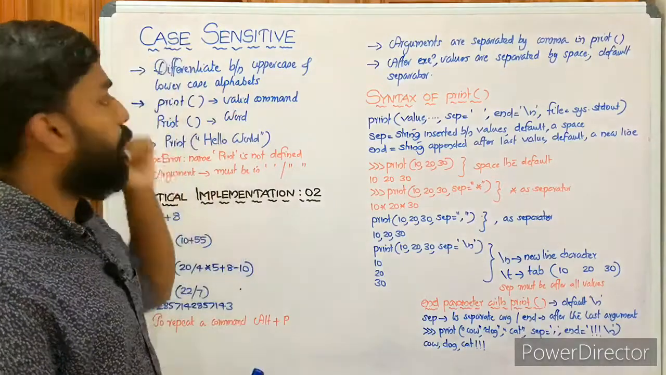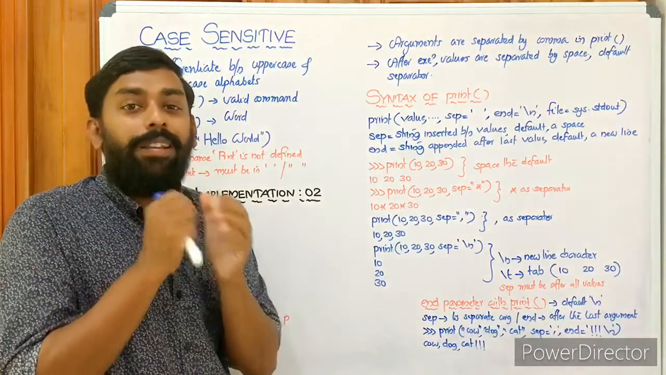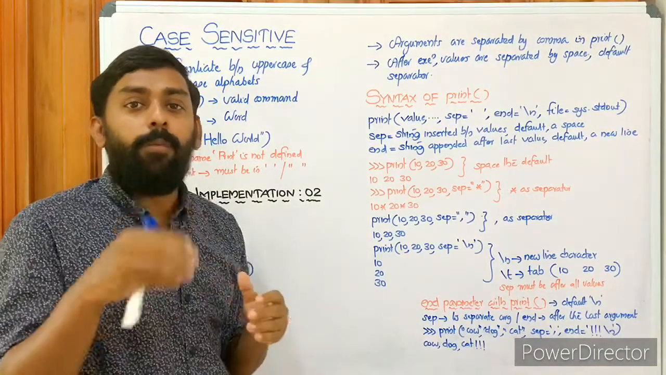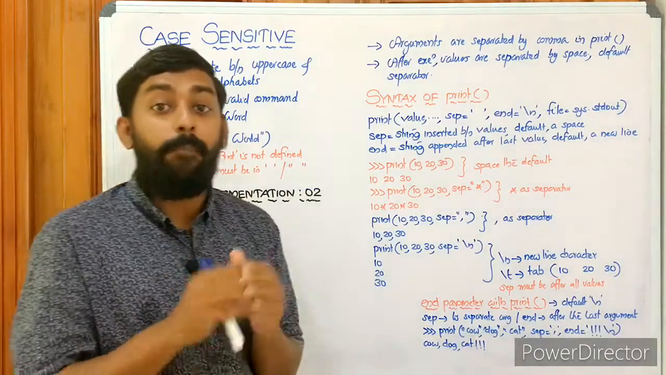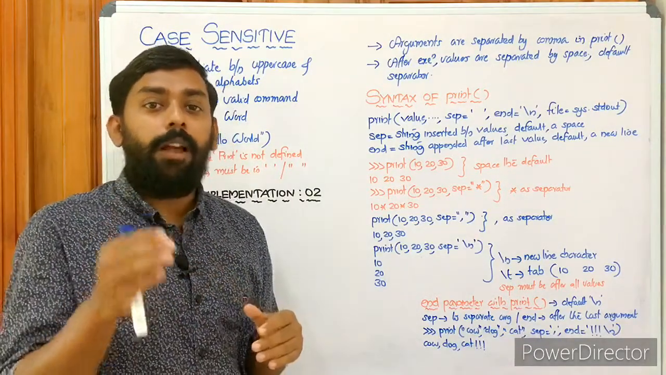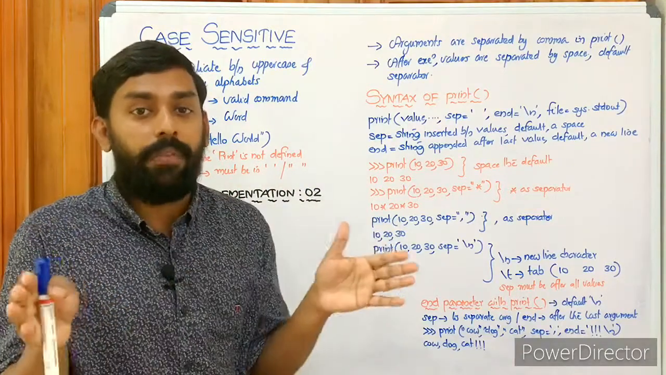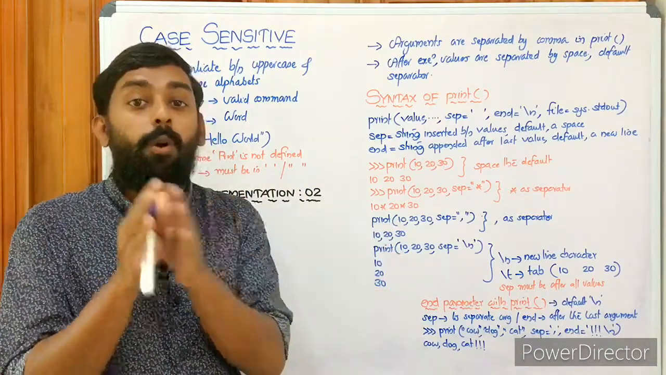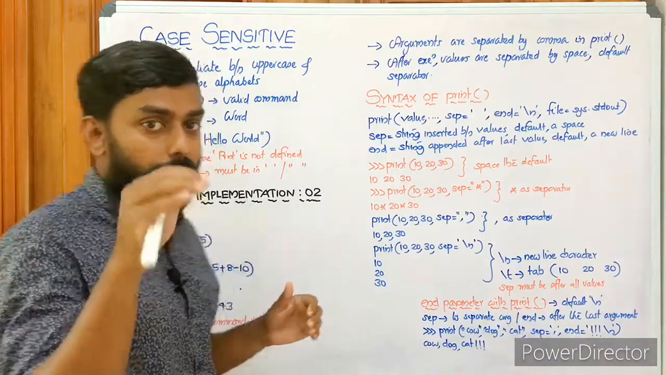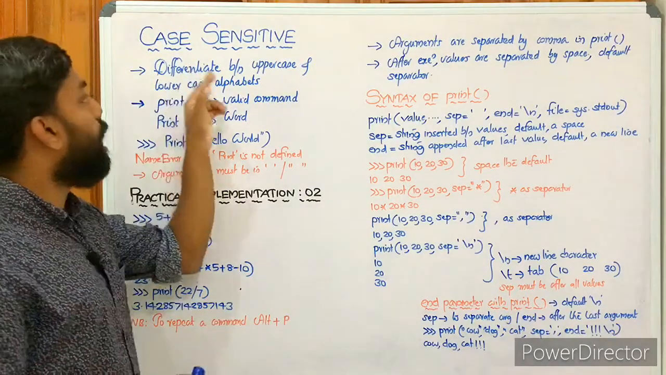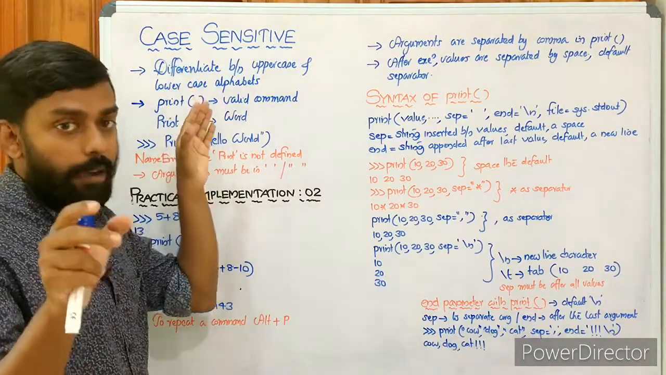Of course, just before that, we have to know that Python is a case sensitive language, right? What do you mean by case sensitive? What is case? Uppercase and lowercase. In Python, uppercase and lowercase are not the same. Both are distinct, both are different. That means small a is not equal to capital A. Okay, let's have an example. Python differentiates between uppercase and lowercase alphabets.